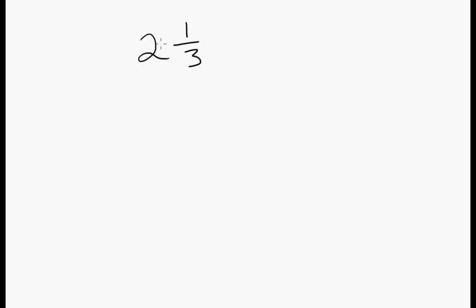Here's an example of a mixed number. We can see we have 2 wholes and 1/3. Now if we wanted to convert this to an improper fraction, the way we do that is we take our whole number here, the 2, multiply by 3, and then we add the 1. So 2 times 3 is 6, plus 1 is 7 over 3.